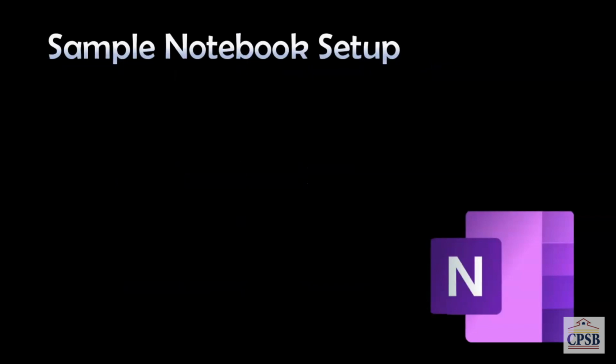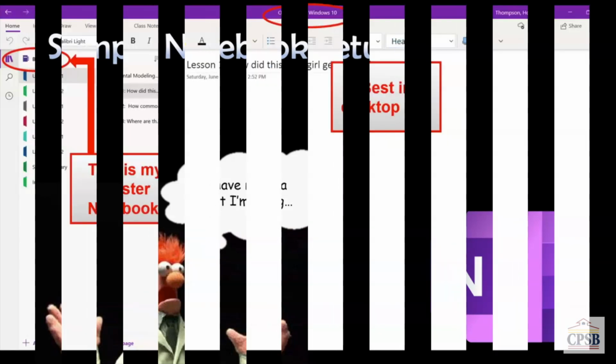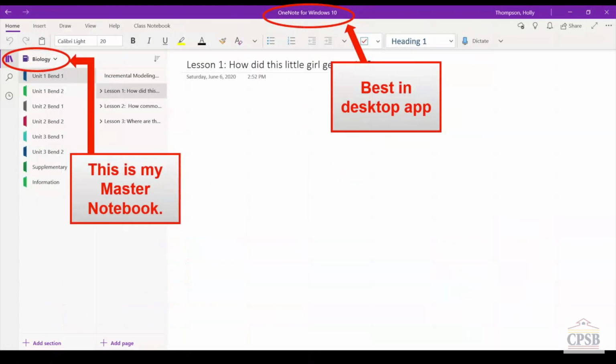Before we get to a lesson, let me show you how I'm setting up my notebook for the upcoming year. I've been wanting to use OneNote for quite some time, and setting it up was actually much simpler than I thought it was going to be. I have found that it is easiest to work in the desktop version of OneNote instead of the online version. It's just faster and easier to navigate, and there are also some features in the desktop version that are not in the online version. Right now you can see that I am in my master notebook.